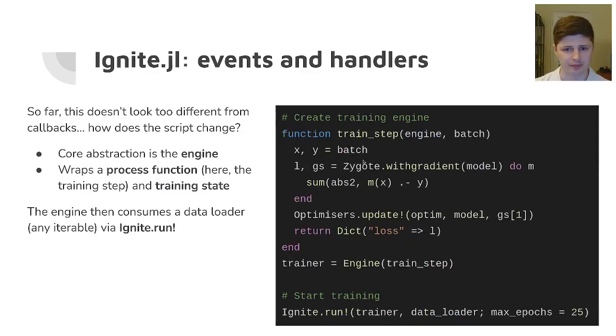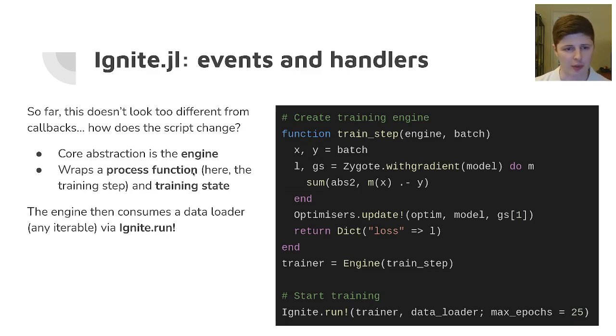So let's get to some examples, because this is much easier to understand than the sort of abstract description. As you might have noticed from the last slide, so far it doesn't really look that different from callbacks. How is your script actually any different in the end? Well, the difference is that you don't write that loop, that's abstracted away from you, and instead what you do is you create something called the engine. The engine wraps the process function, which really can be anything. I'm targeting this towards a machine learning audience because that's what I use it for and where it was motivated from, but really this could be any sort of iterative process.